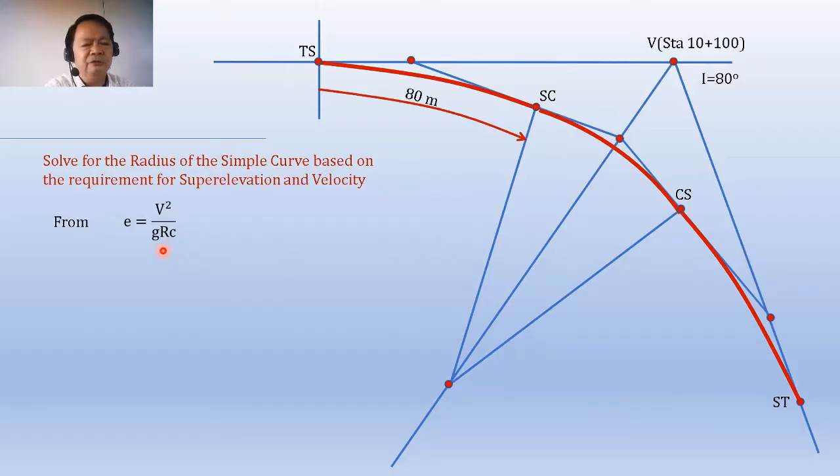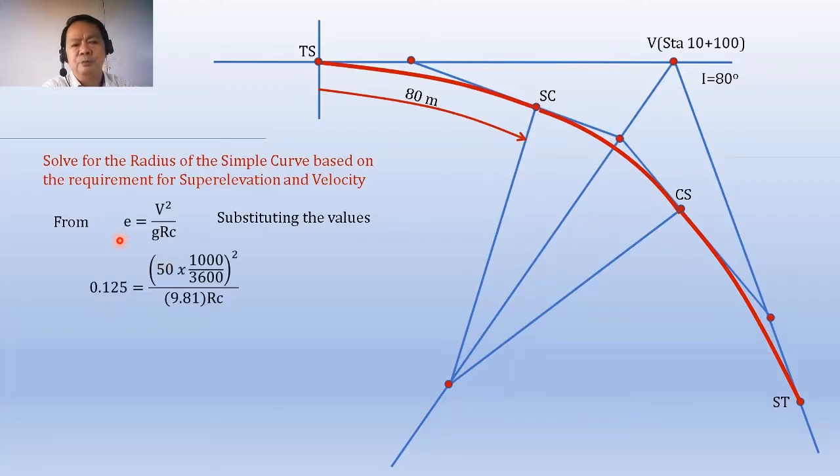So substitute natin yung value dito. Okay, so we shall have here 0.125 representing the maximum super elevation.